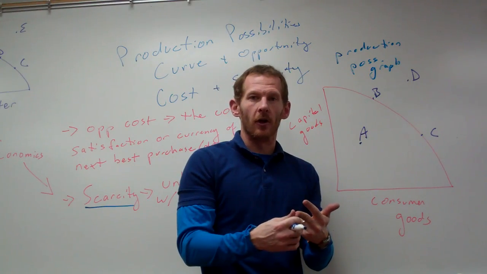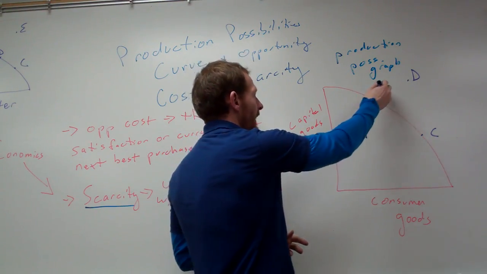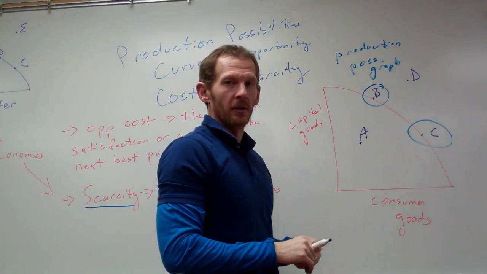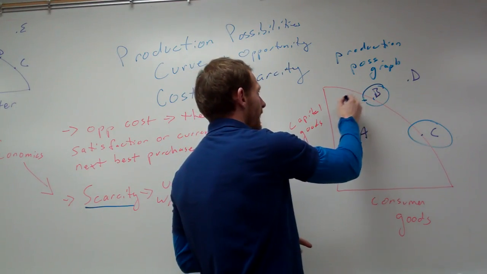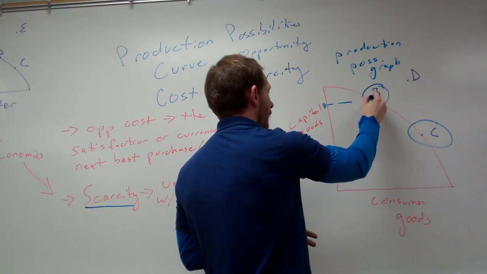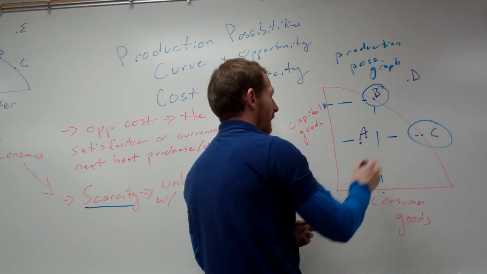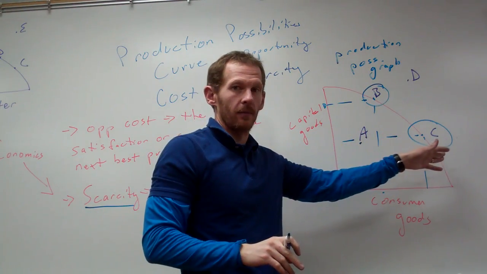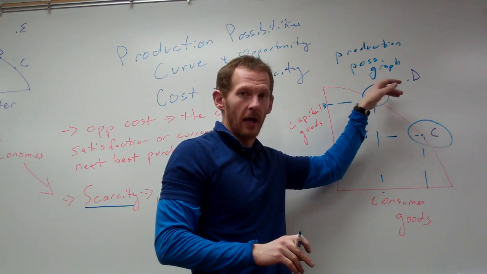All the machines are turned on. There are no idle resources. All of our stuff is being used. So point B here and point C, while they're on different points on the line, they're still as efficient as we can get. Point B has this many capital goods and this many consumer goods, while point C has fewer capital goods and more consumer goods. But even with that, they're both efficient. They're both producing at this point on the line.